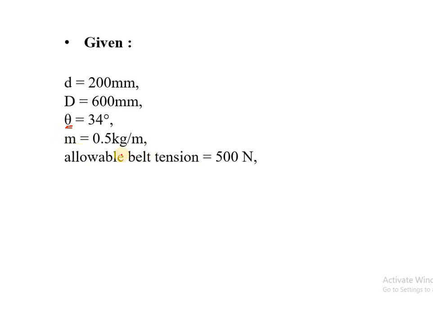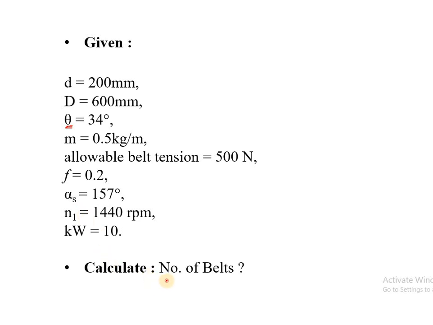This is the given data which I have already told you in the previous slide. The groove angle for sheaves is given by theta, M is given, the allowable tension is given, along with alpha, N1 and K. We have to calculate the number of belts. The number of belts formula in the previous numerical was different, depending on different parameters; that was a selection procedure. But now, as allowable tension is given, the number of belts depends on allowable tension and maximum tension. So the formula is: number of belts is equal to maximum tension in belt upon allowable belt load.